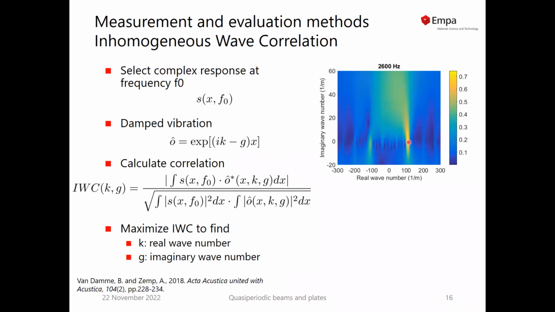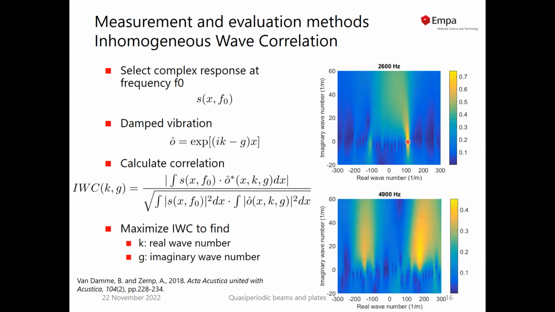So if we're outside of a band gap, we see that the maximum of this correlation function is on the real axis. So the imaginary part of the wave number is 0. If we are measuring inside a band gap, we see that the maximum of the correlation is located in the complex plane, and that we have a non-zero imaginary component of the wave number.